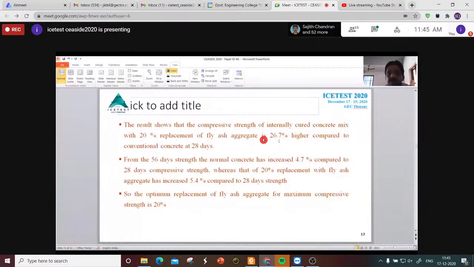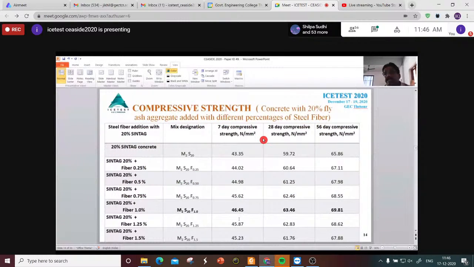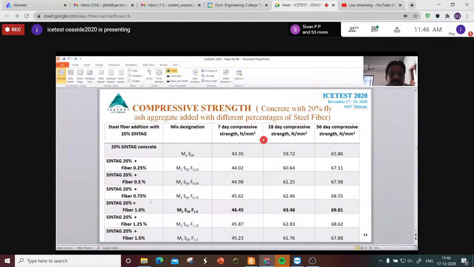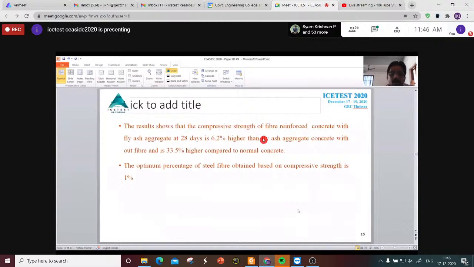The increment is 26.7% compared to normal conventional concrete. So the 20% aggregate gave the maximum compressive strength, so it was taken as the optimum, and that proportion was maintained for further testing. Again, with 20% Sindac aggregate concrete, different percentages of fibers were added, and 1% additional fiber gave a maximum compressive strength of 63.46 Newton per millimeter square at 28 days. So 1% fiber was kept as the optimum percentage.